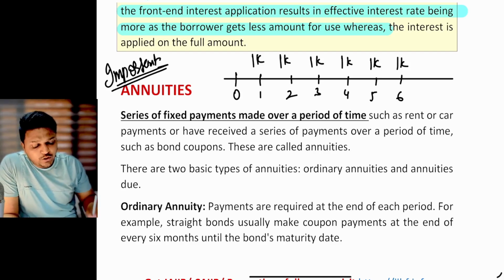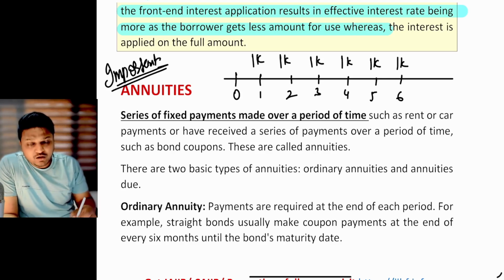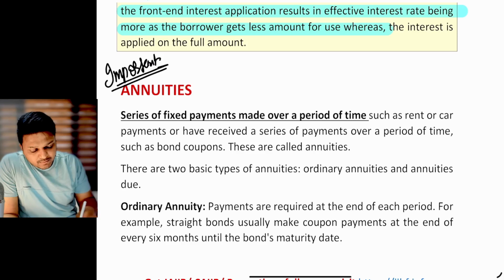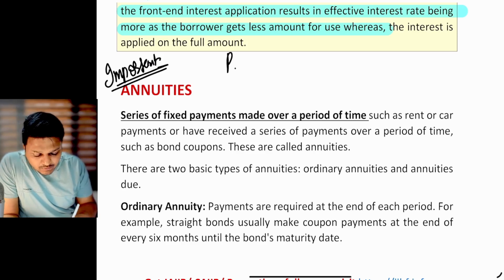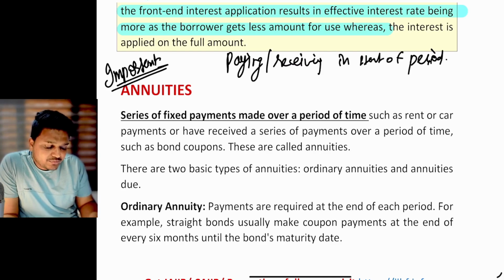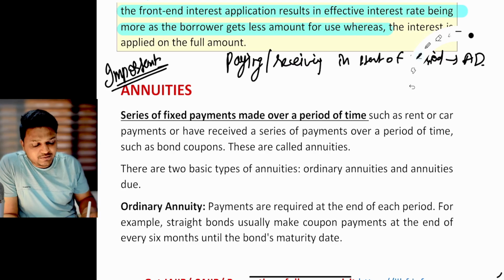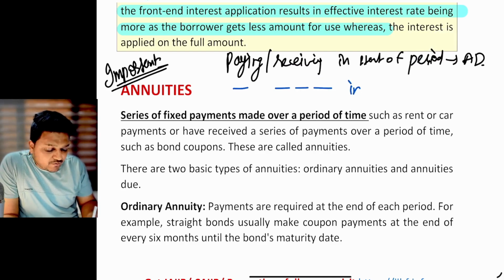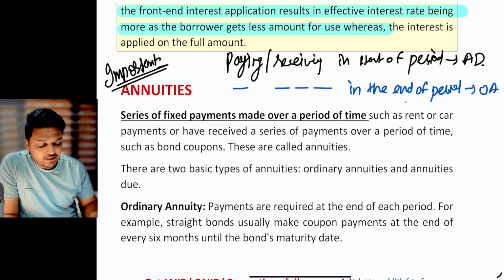And annuity is actually of two types. When you are paying or receiving the amount in the beginning of the period, in the start of the period, then it is said to be the annuity due, represented by AD. And if we are going to pay or receive the amount at the end of the period, in that scenario it is an ordinary annuity, right?